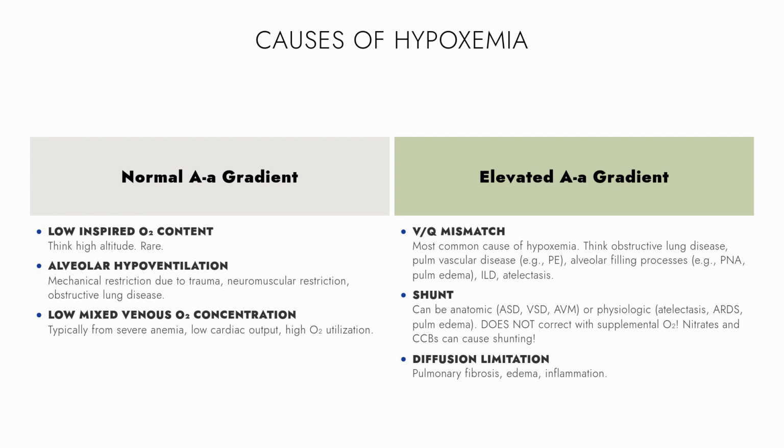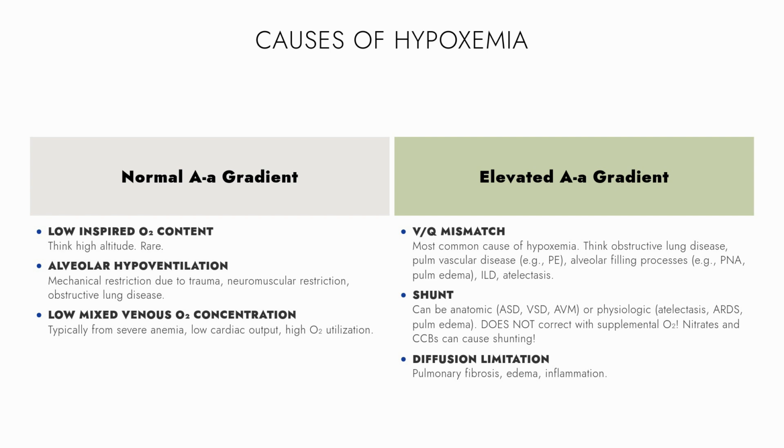Next is alveolar hypoventilation, which occurs when a patient isn't ventilating adequately to bring enough oxygen into the alveoli. This can happen due to mechanical restrictions, like trauma to the chest wall, or neuromuscular issues, such as in Guillain-Barré syndrome or myasthenia gravis. It's also a common issue in obstructive lung diseases like COPD, where air trapping reduces effective ventilation. In these cases, the AA gradient remains normal because the problem is upstream of the alveoli.